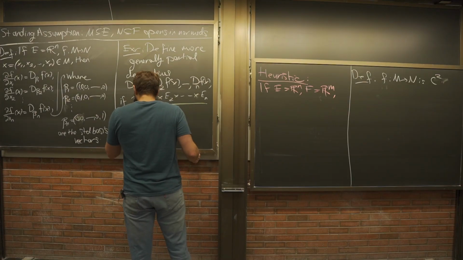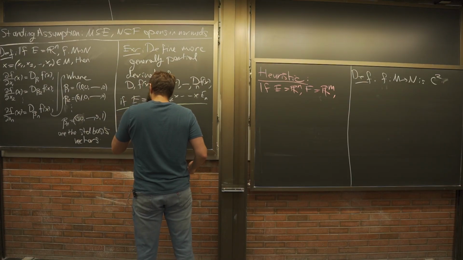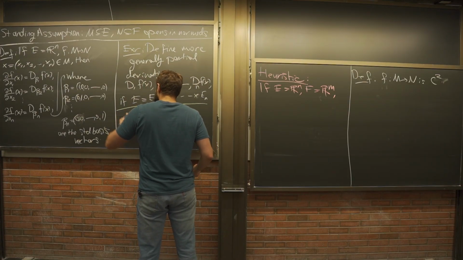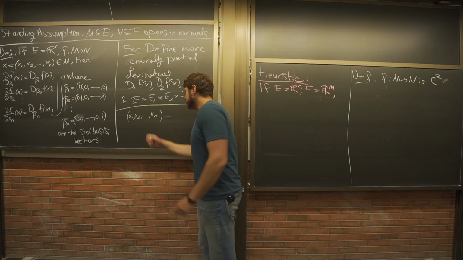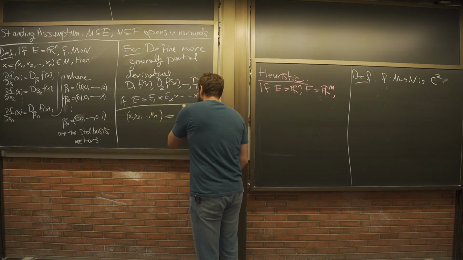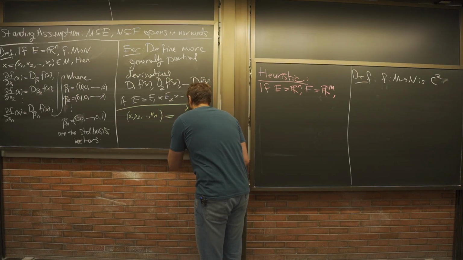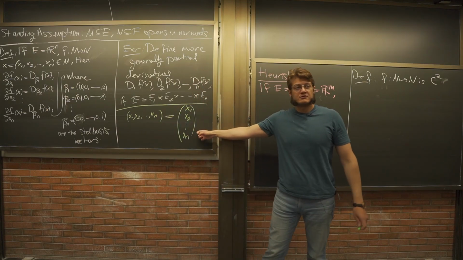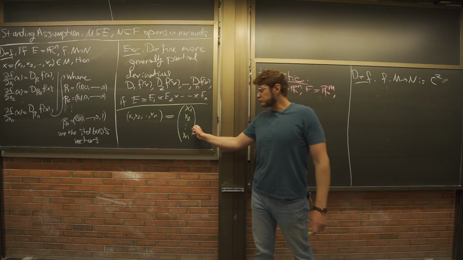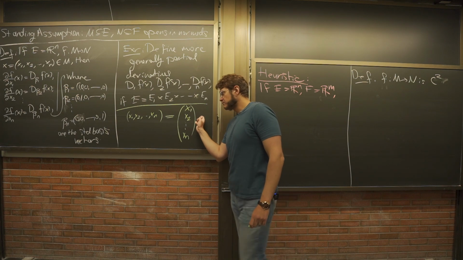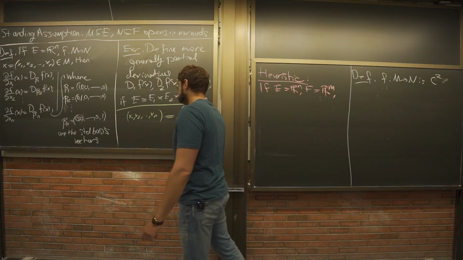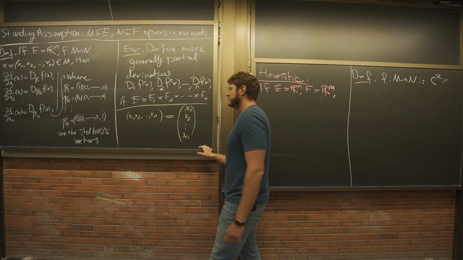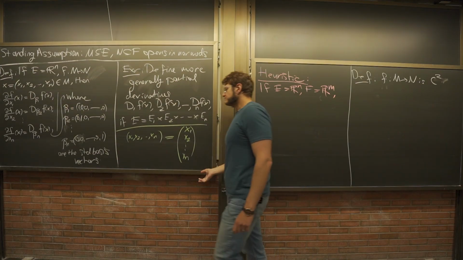So under the standard identification, this is going to be x1, x2, dot, dot, dot, xn, and not the transpose of it. The row matrix will be the transpose of this. This is a standard identification between the tuple notation and the matrix notation.